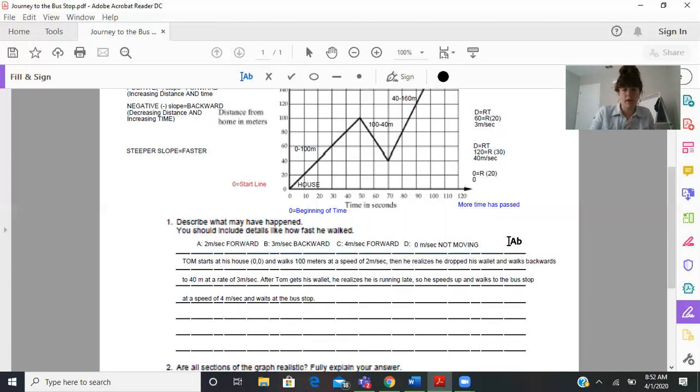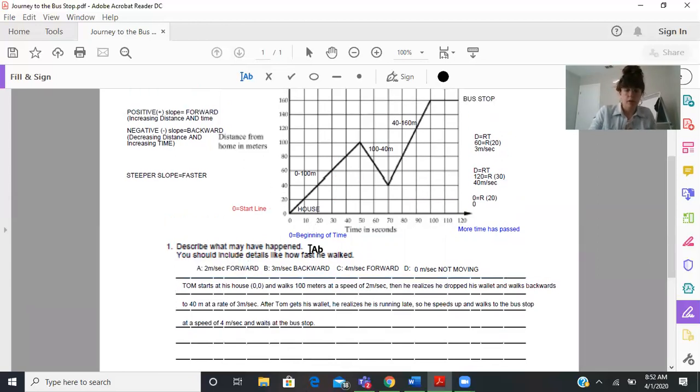So let's look at that again. He starts at his house, he walks 100 meters, then he realizes he dropped his wallet and walks back to 40 meters. And then he realizes he's late, so he speeds up to 4 meters per second and gets to the bus stop, which is at 160 meters from his house, and waits there.